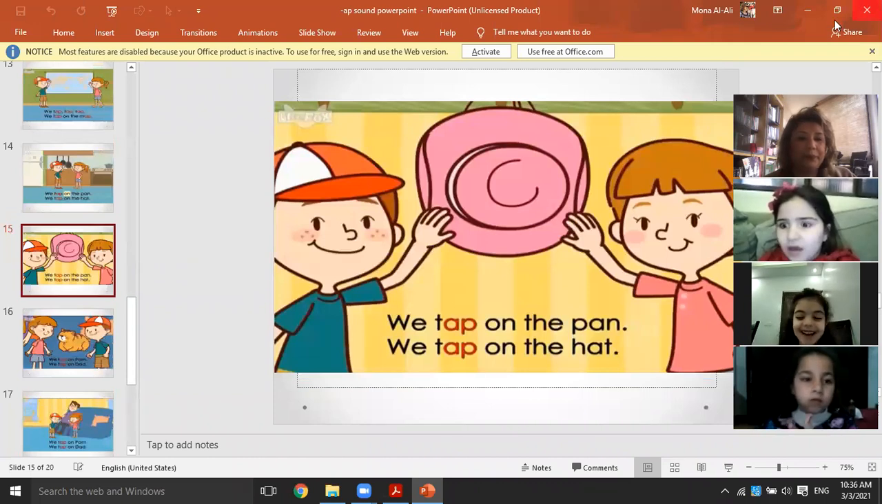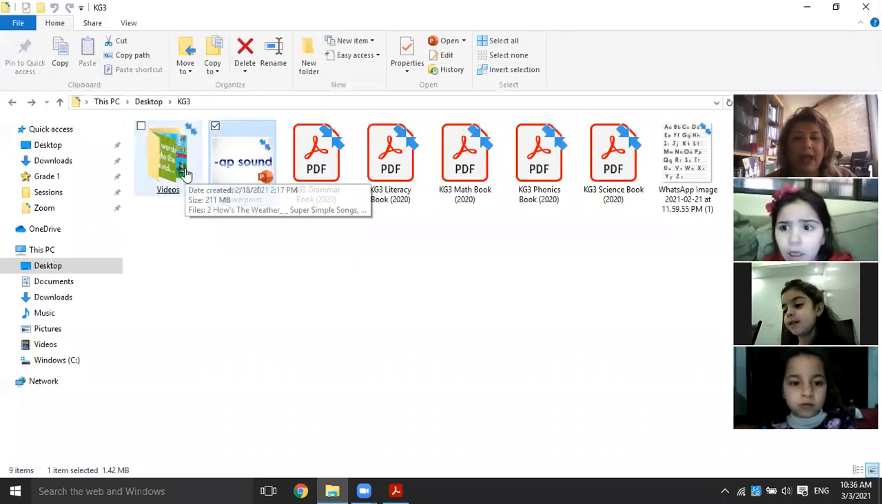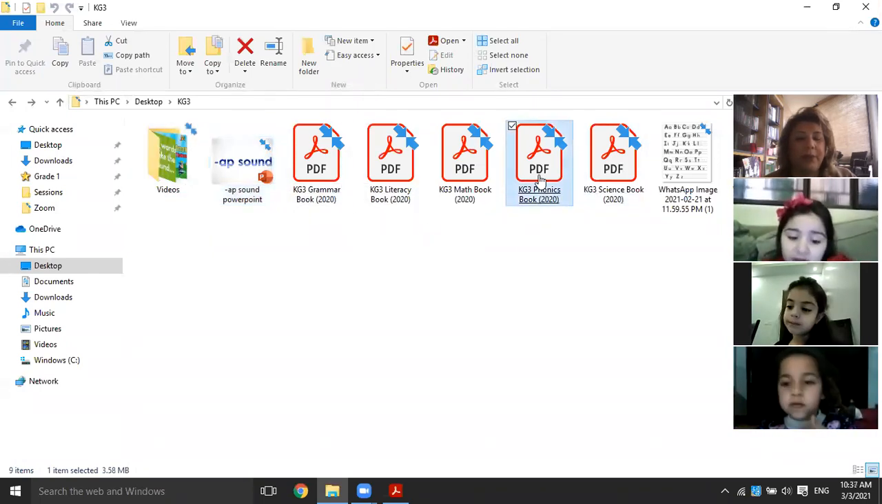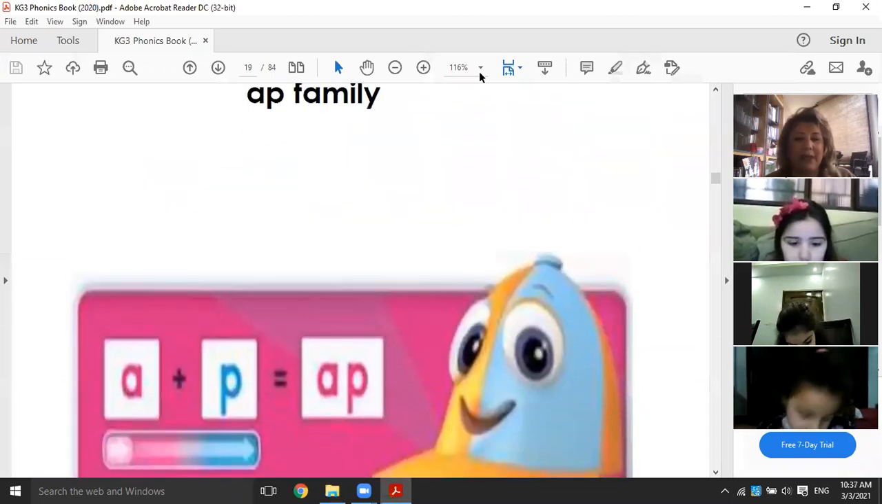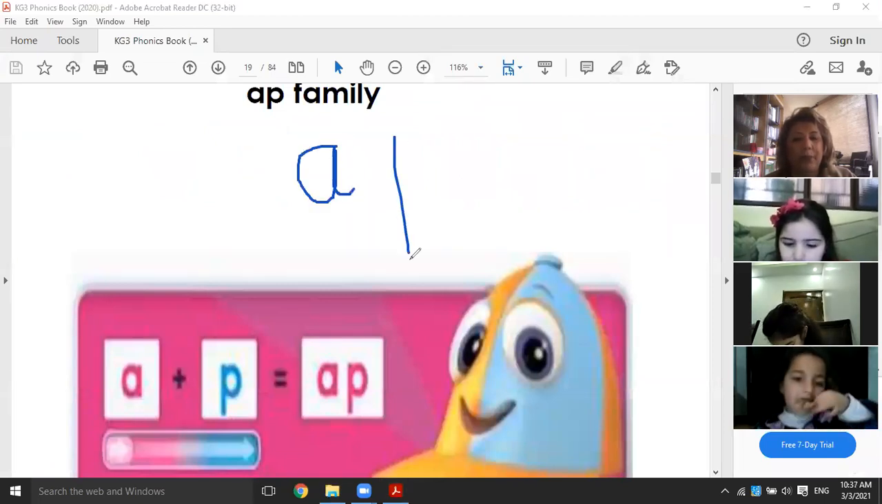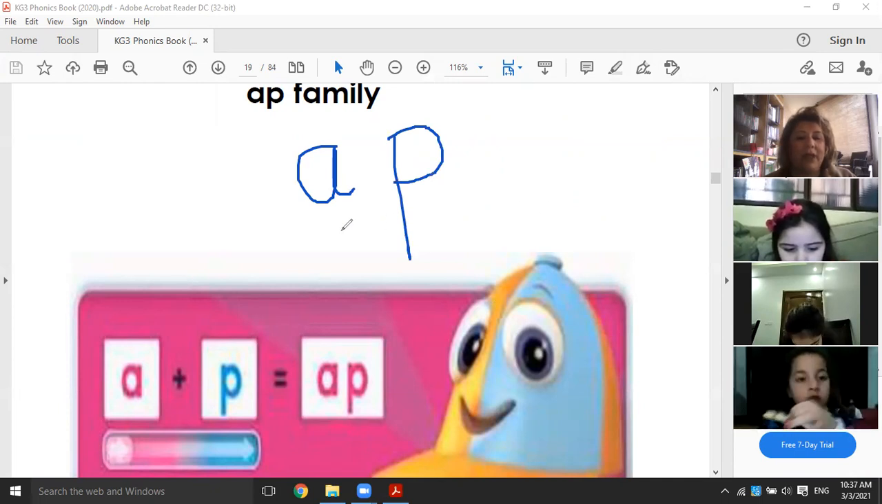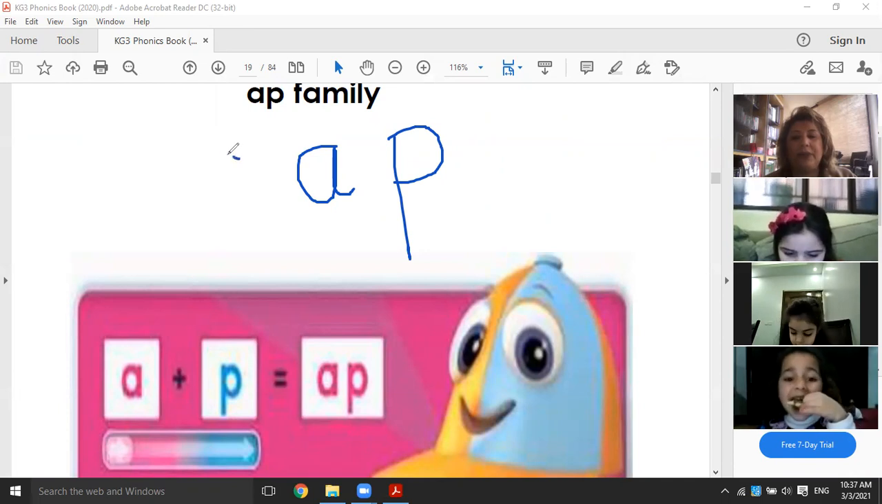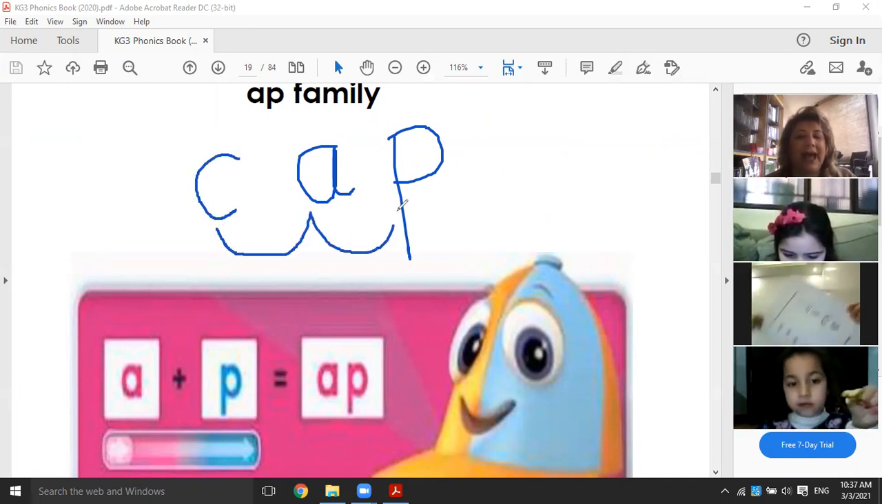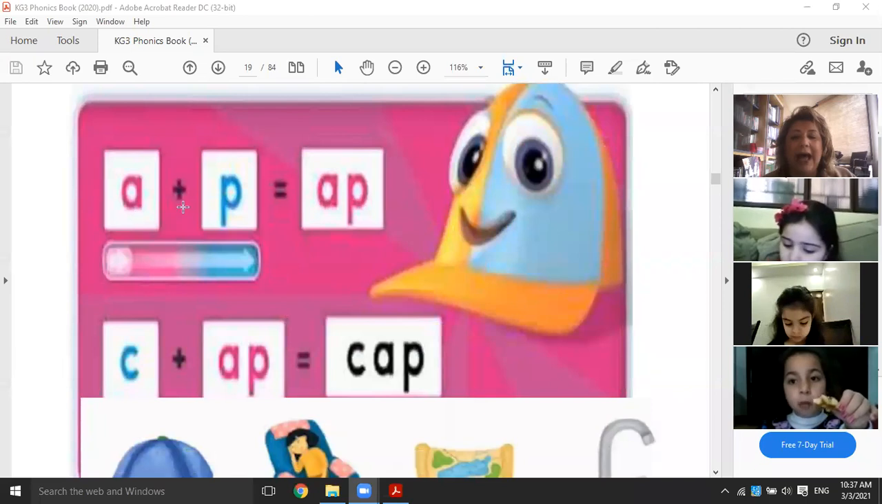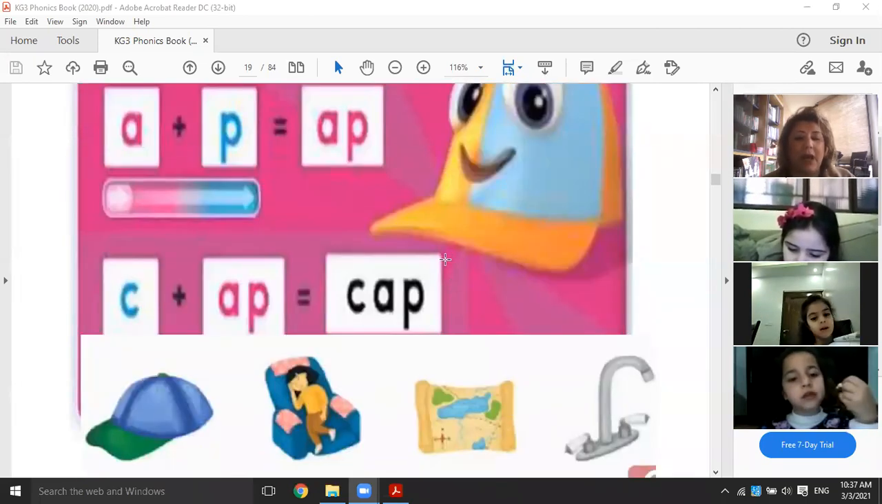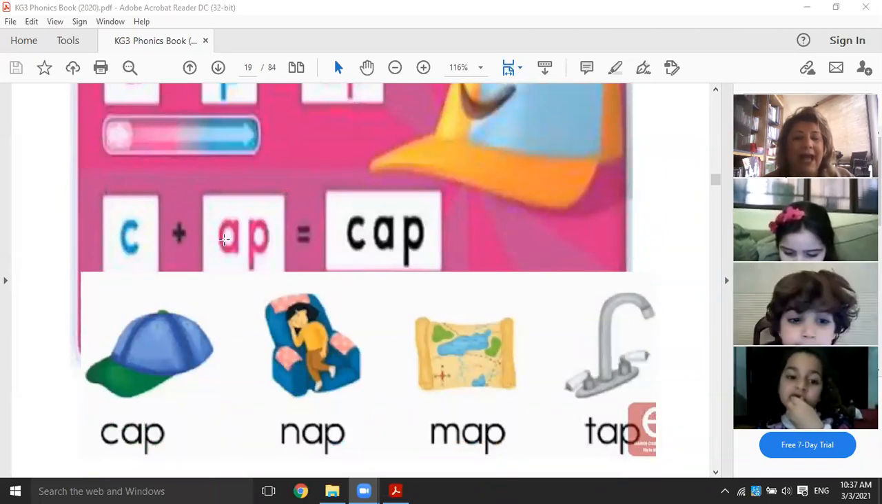Now, we are going back to our phonics book. Open your phonics book, please. We have the app family, okay? This is the app family. A and P are the app family and they come at the end of the word. If we put here the K sound, it will be cap. A plus P equals app. App sound, app.